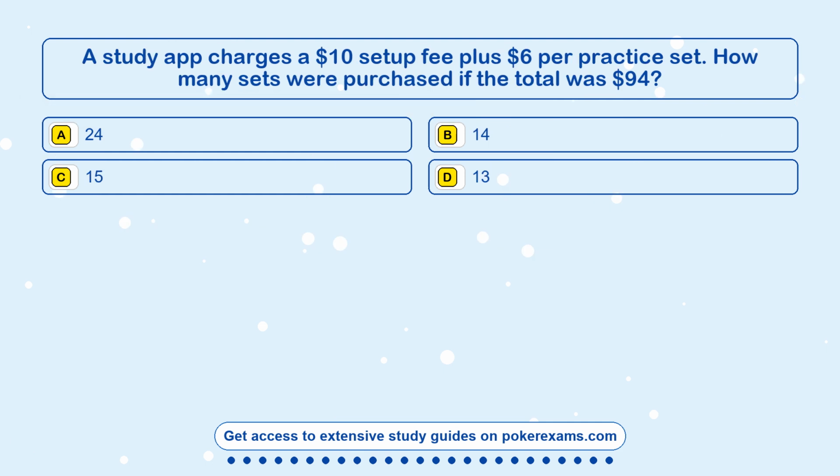Question 18. A study app charges a $10 setup fee plus $6 per practice set. How many sets were purchased if the total was $94? Option A 24. Option B 14. Option C 15. Option D 13.